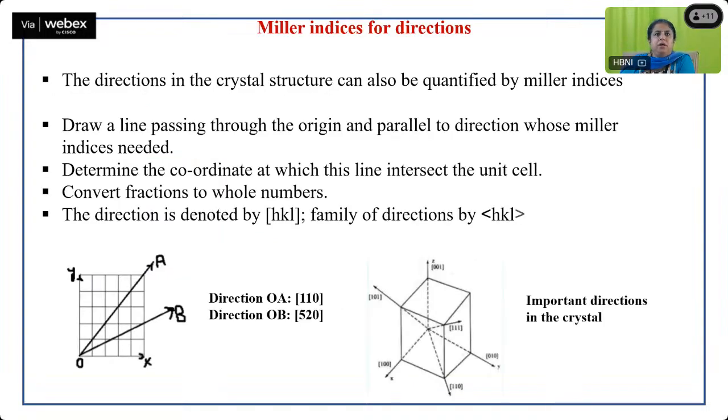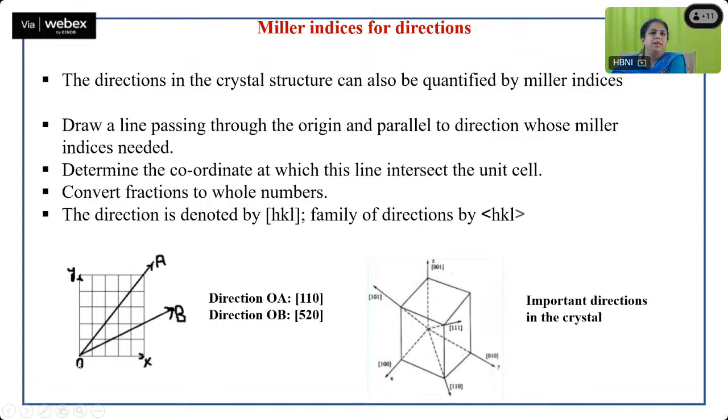All right. Okay. Now, Miller indices for directions. The way we have planes, we also have directions, because when we talk of crystal structure, we talk about planes, we talk about the atoms occupying the planes, and we also talk about the directions in the crystals. Okay. So, of course, now we have to denote the direction also, because we cannot really say south, east, north, and west, right? So directions have to be quantified. Directions are also quantified by Miller indices.